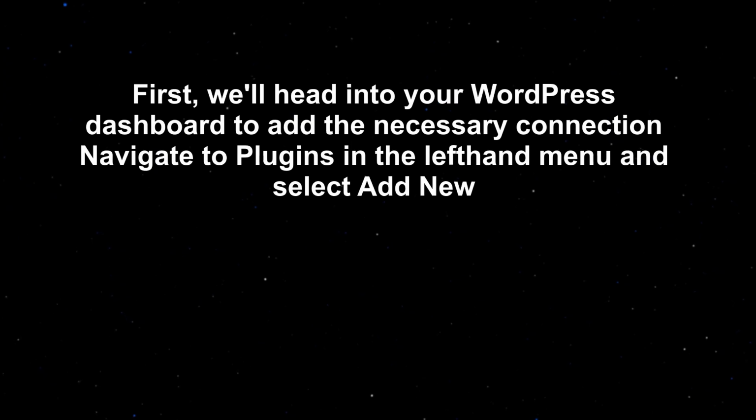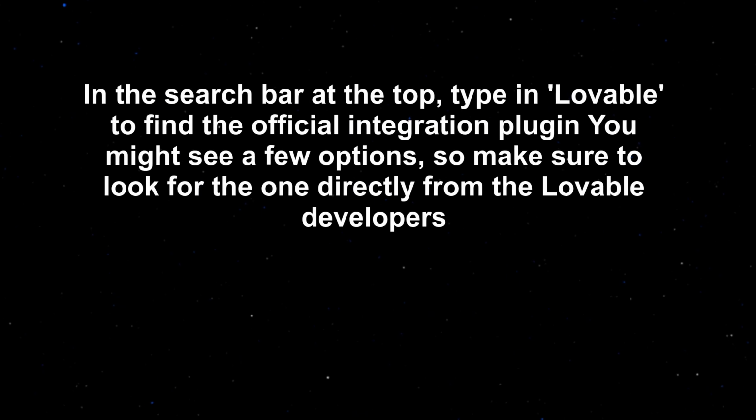Navigate to Plugins in the left-hand menu and select Add New. In the search bar at the top, type in Lovable to find the official integration plugin. You might see a few options, so make sure to look for the one directly from the Lovable developers.